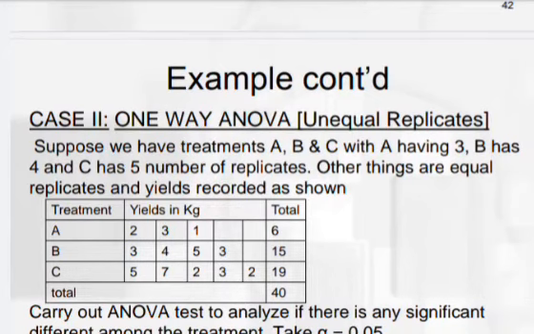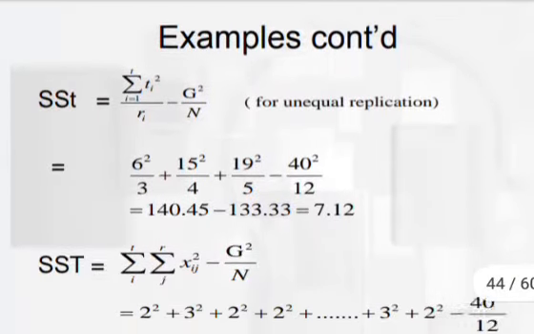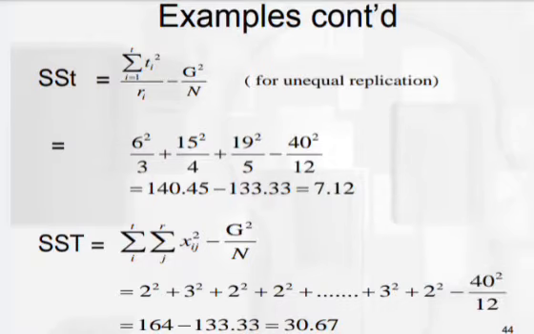So I hope you can see. Look at the totals: 6, 15, 19. Each of them is squared and divided by its replicate. So that is just what happens here. After that, the same thing, you get your answer.